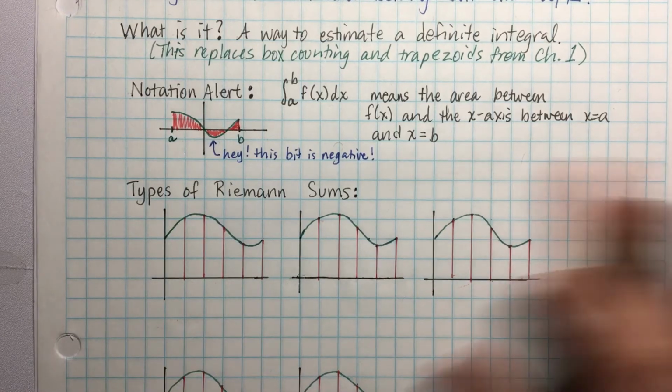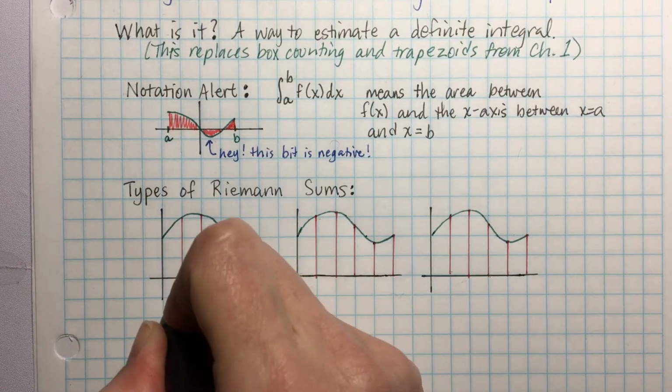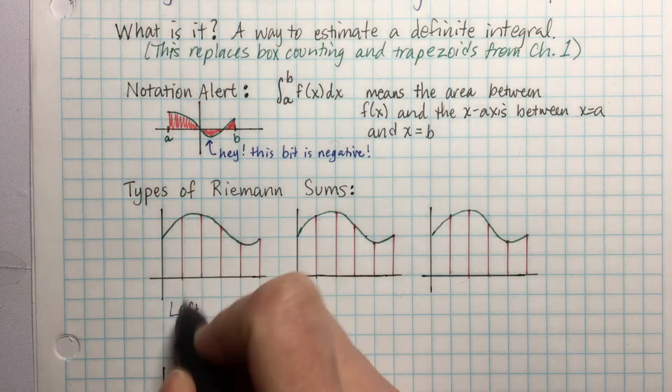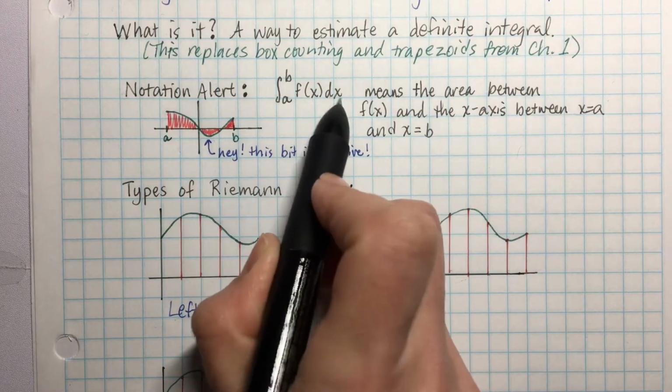Okay, the first one is called a left Riemann sum. I've already drawn in my little strips. The widths of these strips are the dx's. It's the change in x.